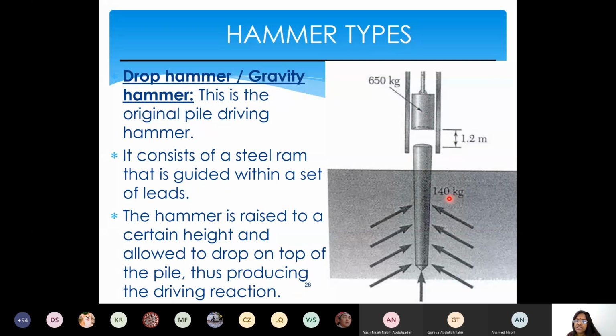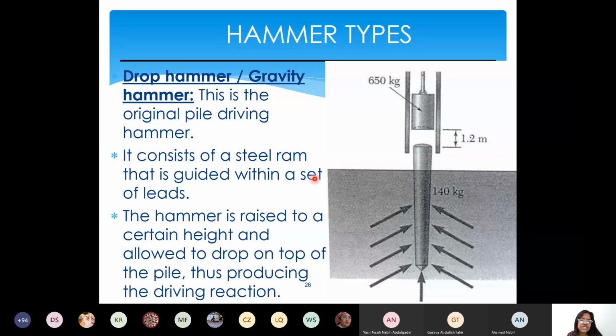Pile capacity, this is 140 kg. Again, this will be 1.4. This may be a short pile, or for a strong soil. Maybe that soil is very good. That's why they go for a shorter distance, and the load coming is also bearable.